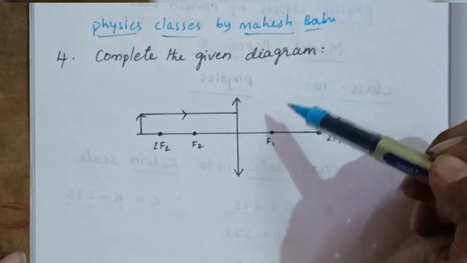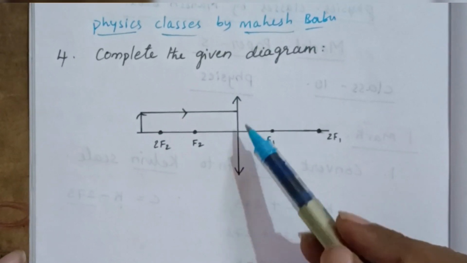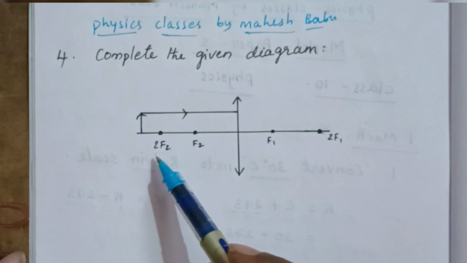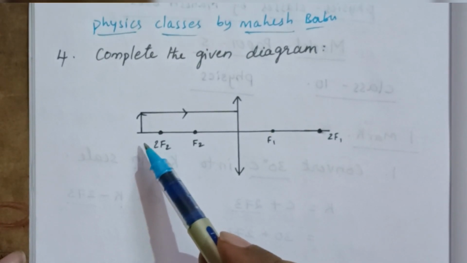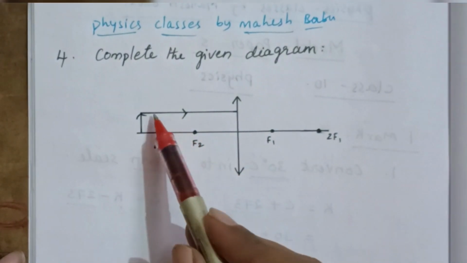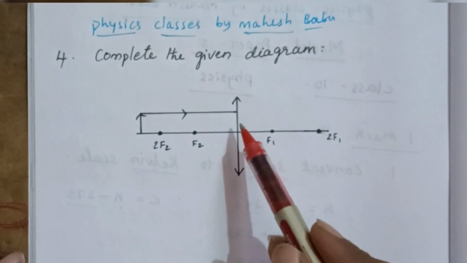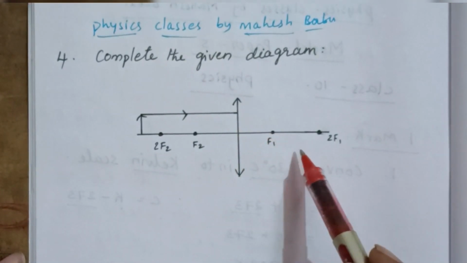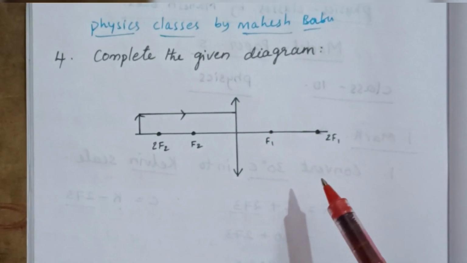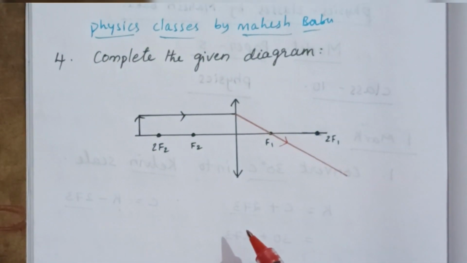Here they gave a lens. Which lens is it? Biconvex lens. Object is placed beyond 2f2. So we should complete the ray diagram. Now here they gave a ray passing parallel to the principal axis. After refraction, it should pass through the focus. So the ray which is passing parallel to the principal axis, after refraction passes through the focus.